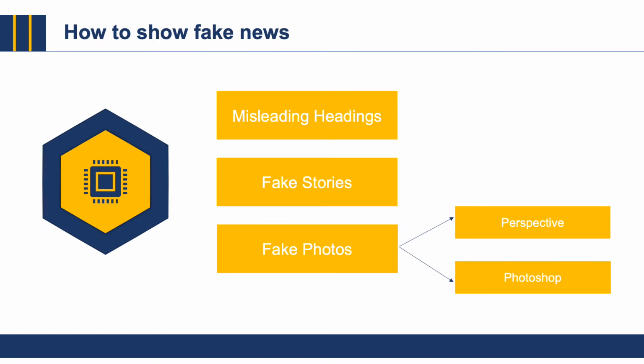So how do we show fake news in the game? First, we know that fake news is made up of three parts: misleading headings, fake stories, and fake photos. We concentrate on fake photos. Fake photos are formed by perspective or Photoshop. In this game, all of the levels are based on perspective. We don't make new photos, we just provide photos taken from a special perspective.